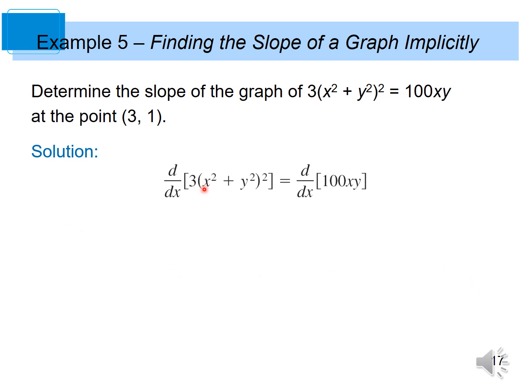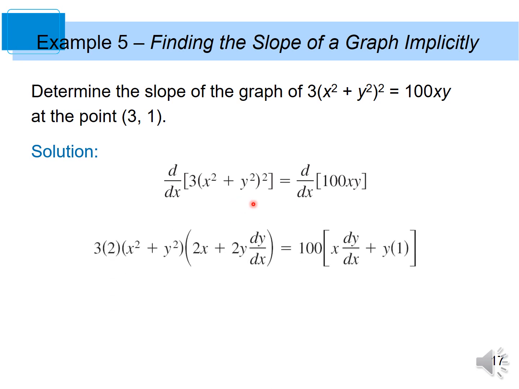First step, differentiate the function on both sides with respect to x. On the left side, x squared plus y squared has a power of 2, so we use the general power rule. The constant remains, 2 moves to the front, and u to the power n minus 1.